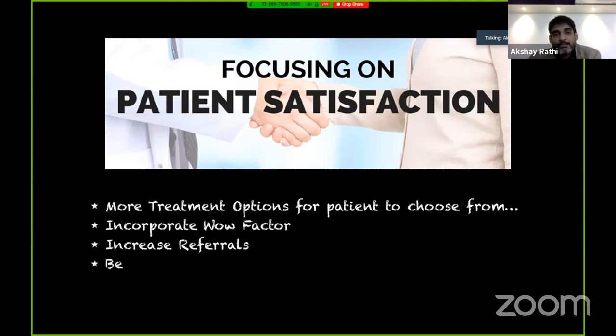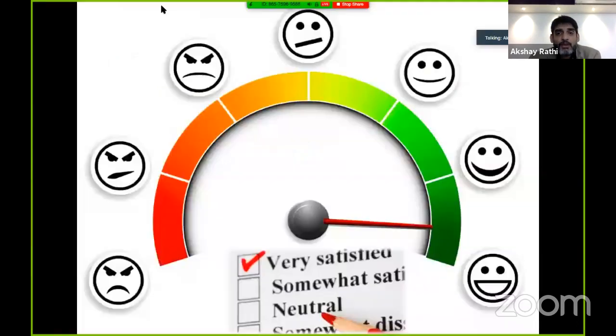On the technical aspects, this is the best option to lingual braces. So we must have our meter which lies in the dark green segment. We should have our patients who are extremely satisfied with the treatment and the treatment experience that they undergo in your practices.